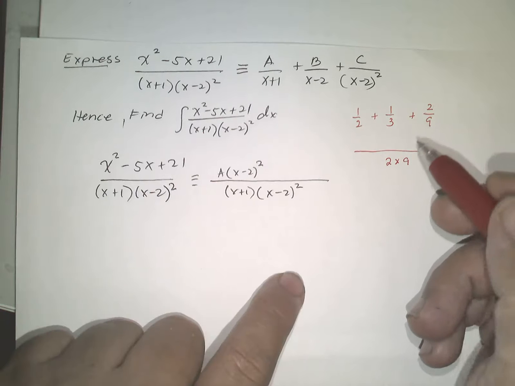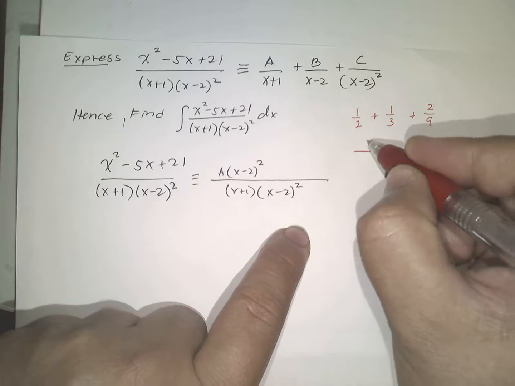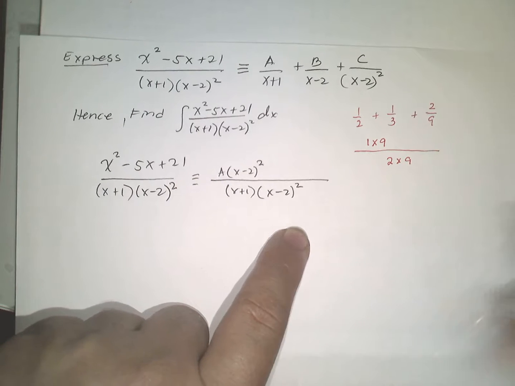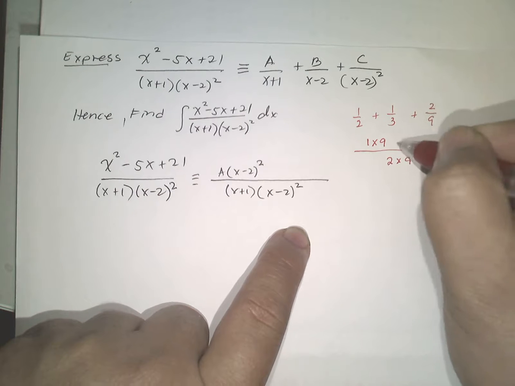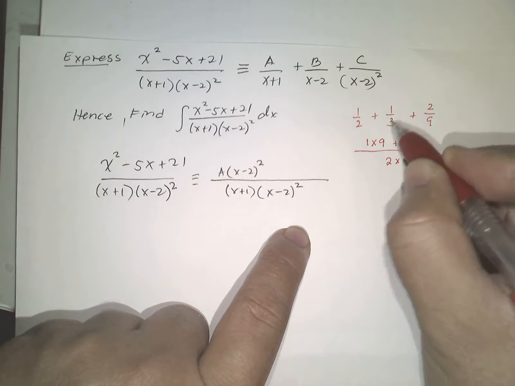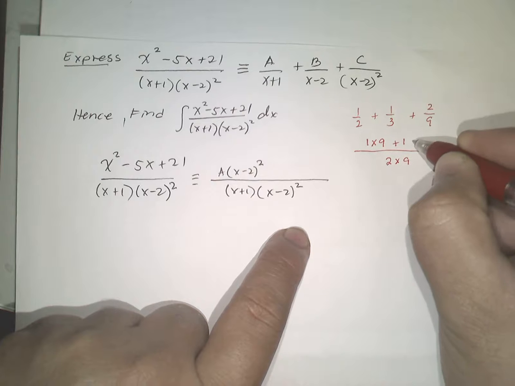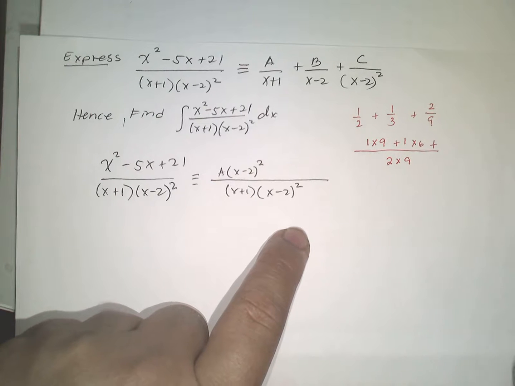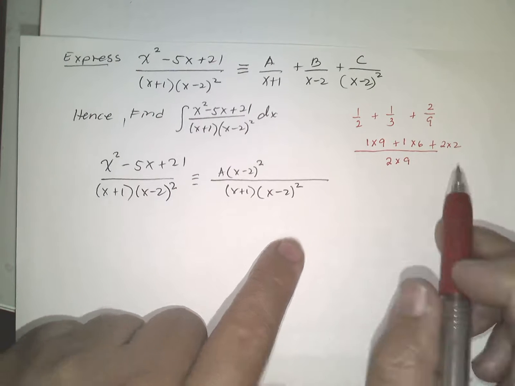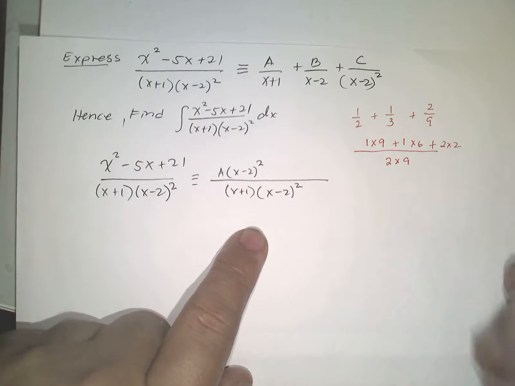And then what we did in primary is 18 divided by 2 is 9, times 1 is 9. Plus, 18 divided by 3 is 6, times 1 is 6. Plus, 18 divided by 9 is 2, times 2. So this is what we did in primary, and we will do exactly the same thing.